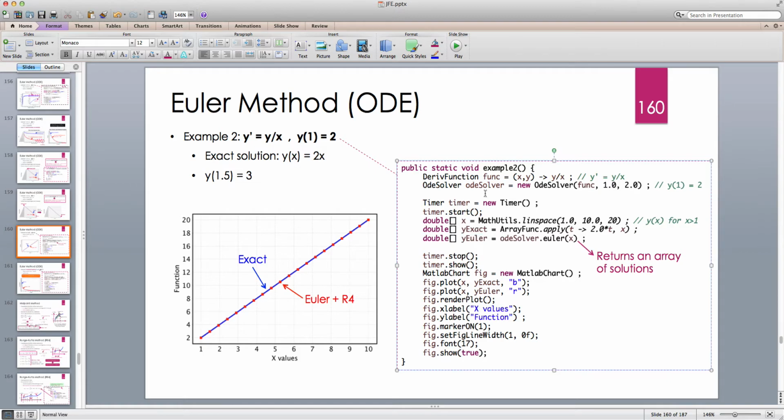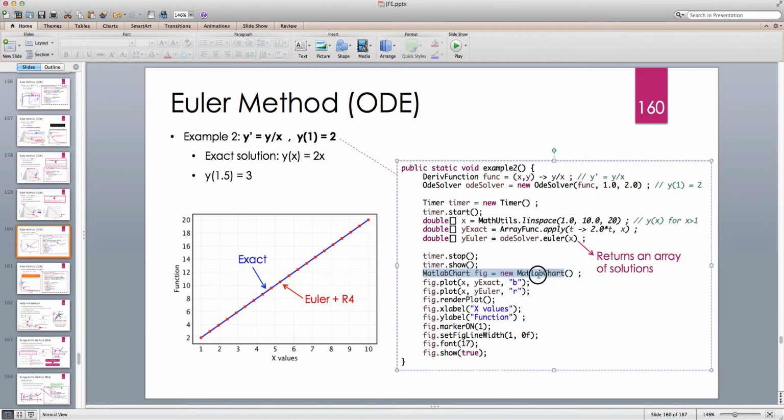And then the y Euler is simply getting the ODE solver object and calling the Euler method. And if you recall, this Euler method takes in an array of values and finds the solutions at all the points of this array, and then returns an array of solutions. And we also implemented the trick that we discussed.